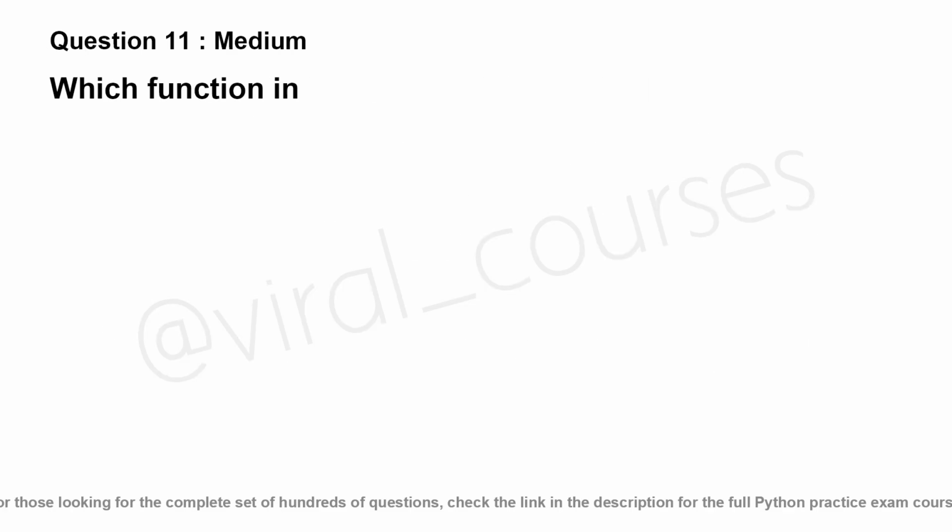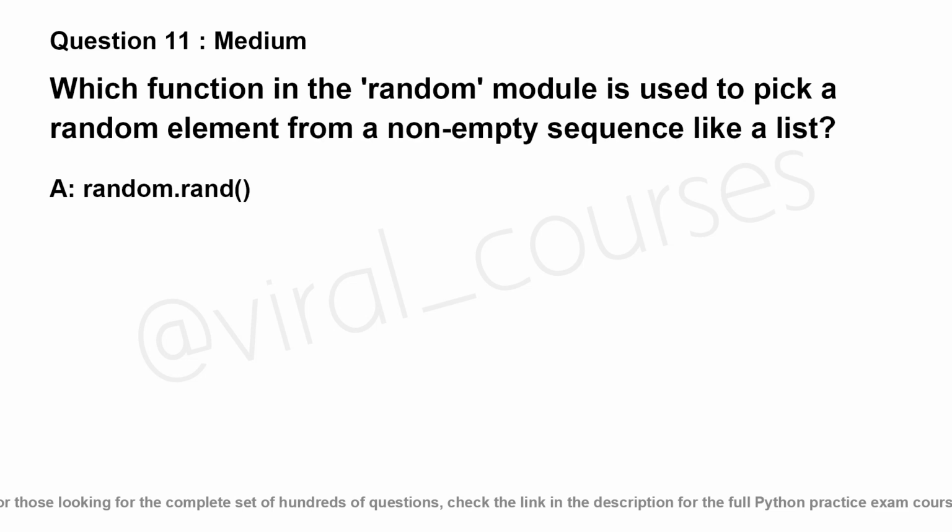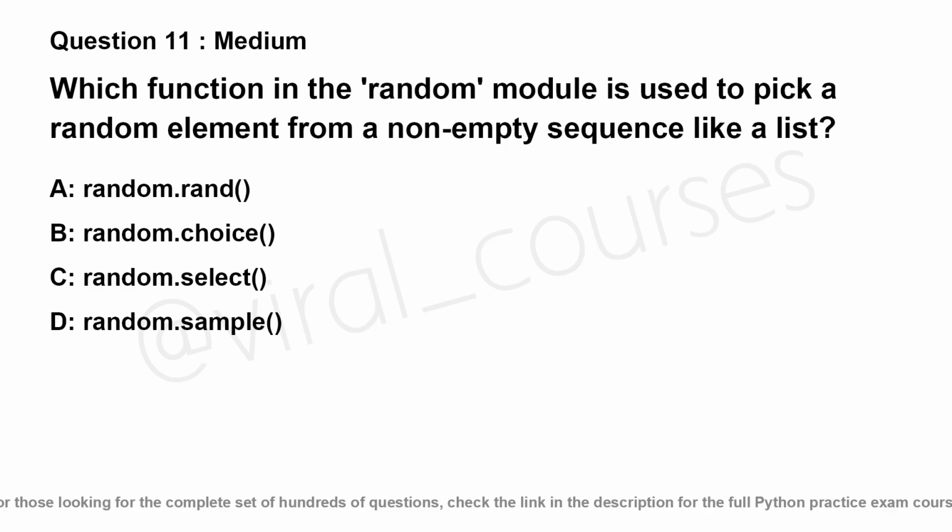Which function in the random module is used to pick a random element from a non-empty sequence, like a list? Option A, random.rand. Option B, random.choice. Option C, random.select. Option D, random.sample.